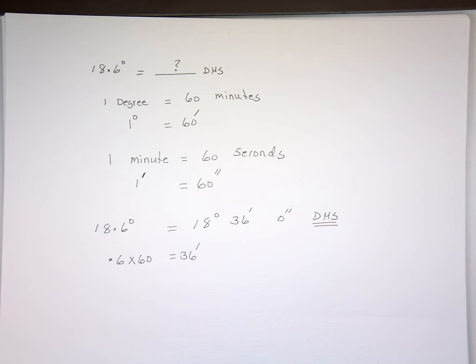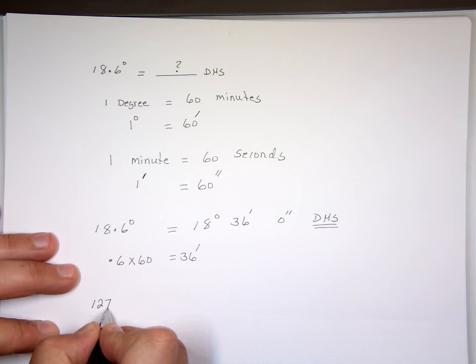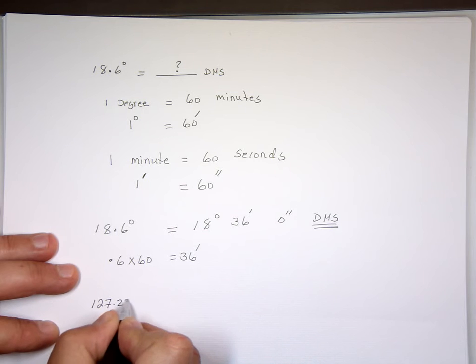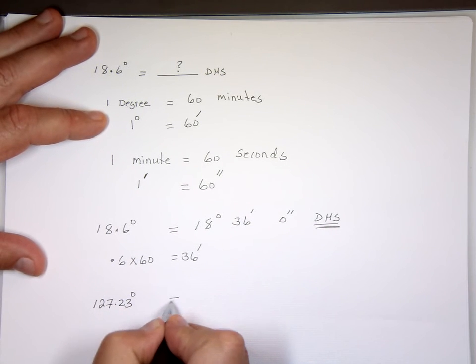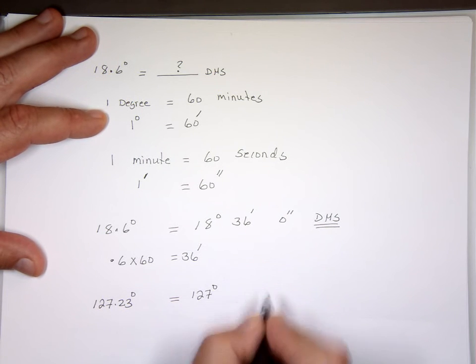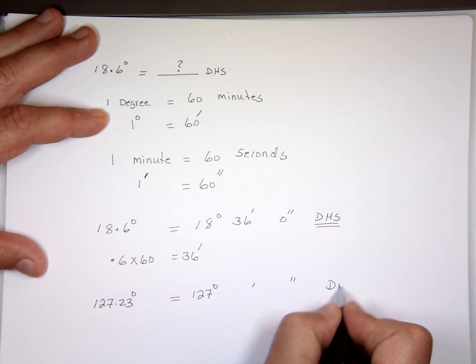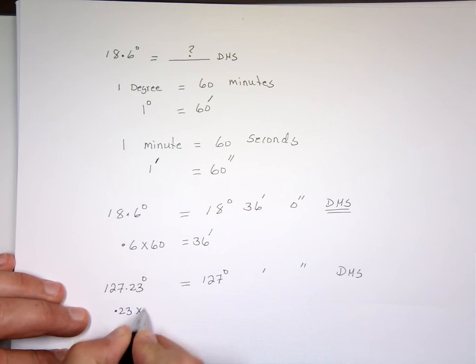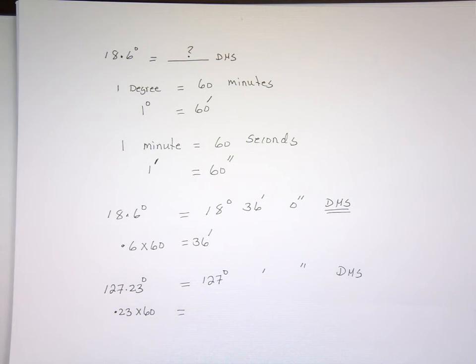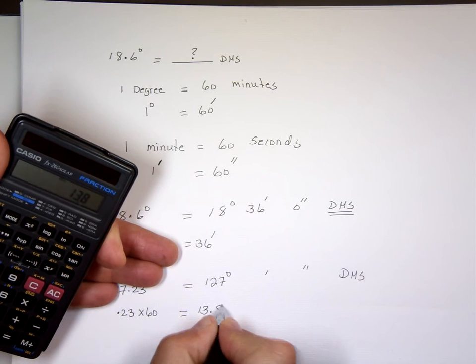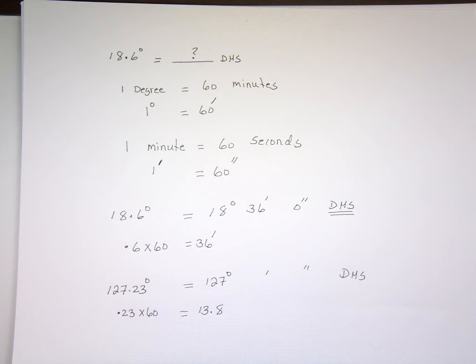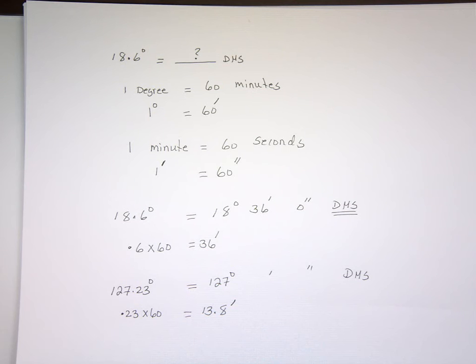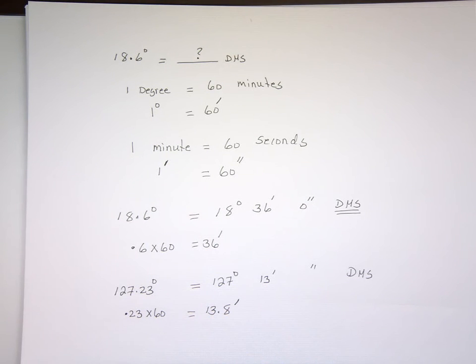Let's try another one. 127.23 degrees, and I want to change it to DMS. I know there's 127 degrees already there. I need to know how many minutes and how many seconds. I'm going to take the decimal portion, which is 0.23, and multiply it by 60. 0.23 times 60, that's 13.8 minutes. I don't want to use 13.8 minutes, so I have 13 minutes. So now we have 127 degrees and 13 full minutes.